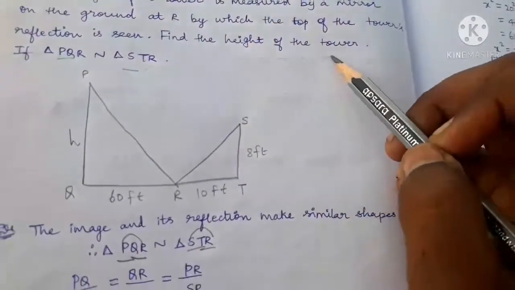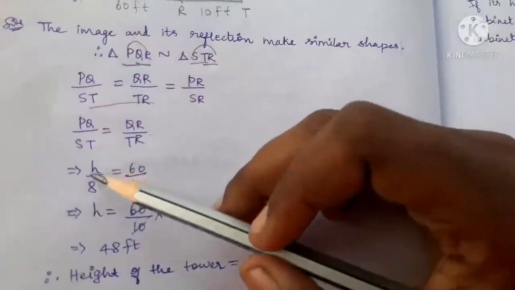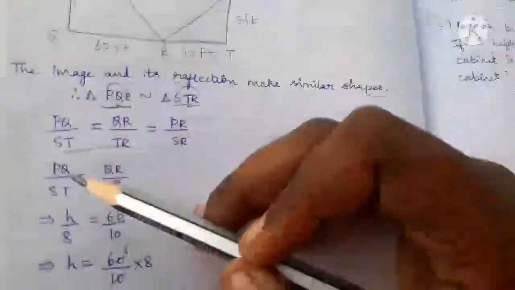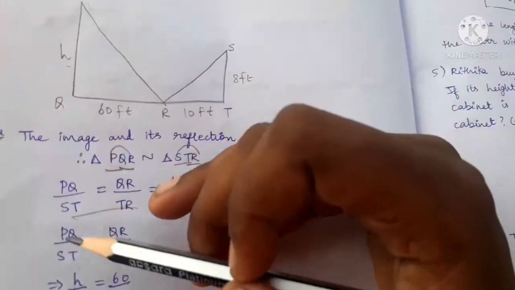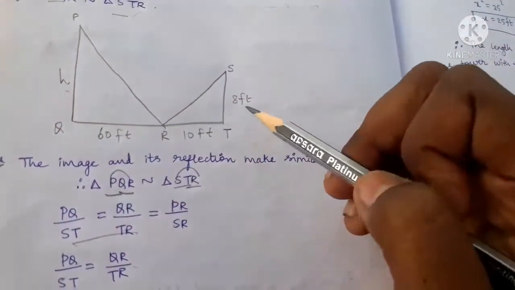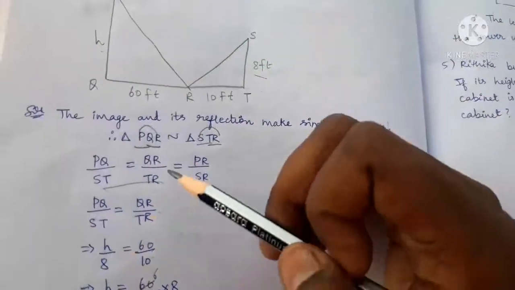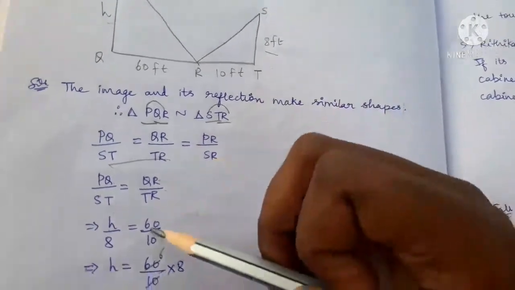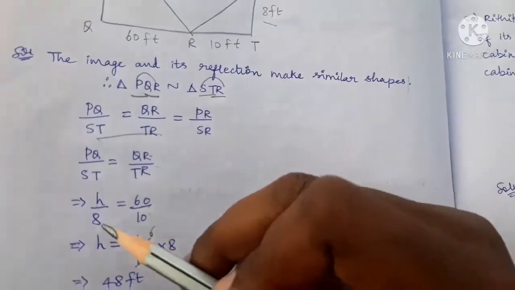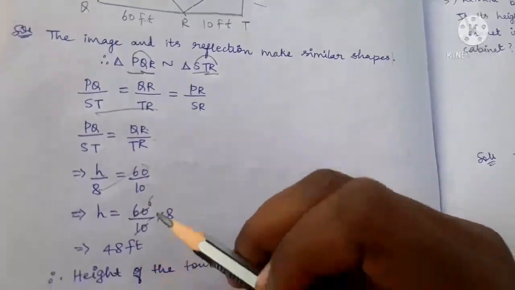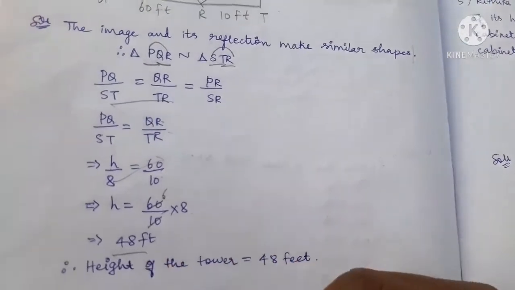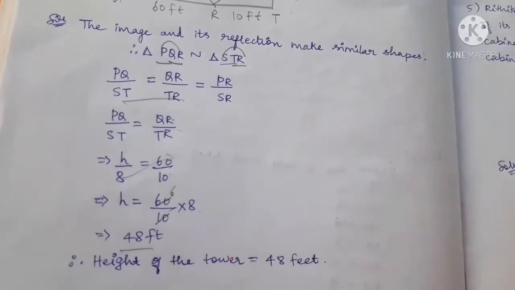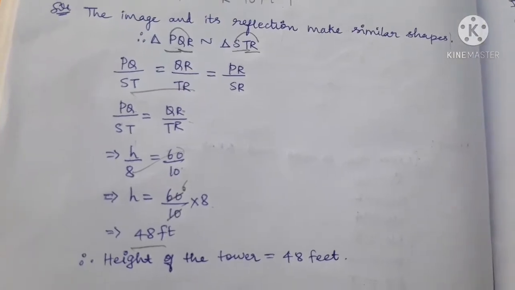They are asking the height of the tower, right? So what you should do, H. For PQ we can substitute H, and for ST you can substitute 8 feet. Then for QR it is 60, and for TR it is 10. So substitute everything, cross multiply 8 here, then cancel everything, and you will get 48 feet. Therefore, the height of the tower is nothing but 48 feet.